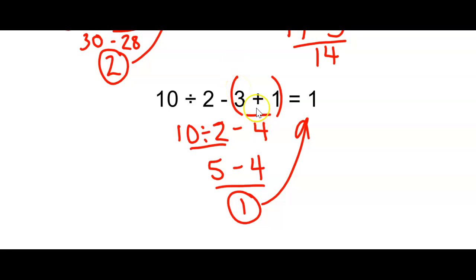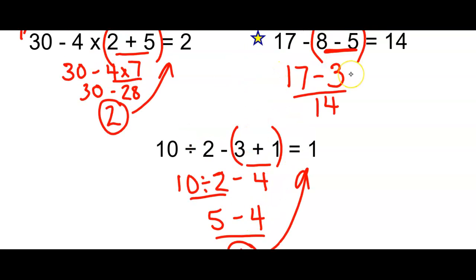And then down at the bottom, you would have to put your parentheses around 3 plus 1, because that's the only way it works. I would have to add that first to get 4. And then I would have to do 10 divided by 2 to get 5, and then 5 minus 4 is 1. So that is the only place to put those parentheses to make that true.